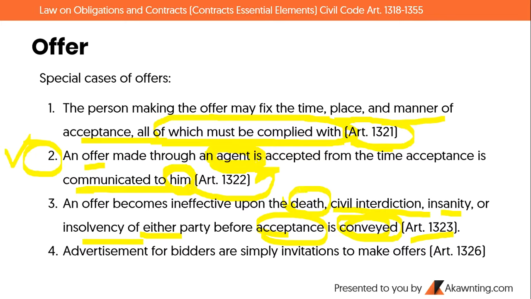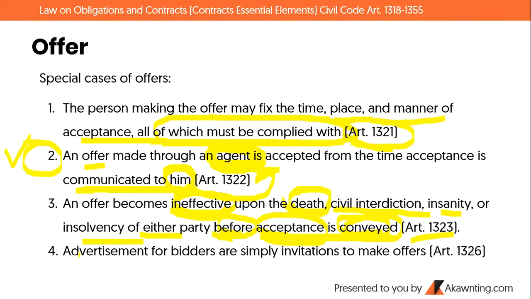So namatay yung seller. At that moment, kasi namatay siya before the acceptance is conveyed, magiging ineffective na yung offer. Ibig sabihin, wala nang chance na magkaroon pa ng consent kasi patay na yung isang party na supposedly magiging party sa isang contract. So ultimately, walang mabubuong kontrata.